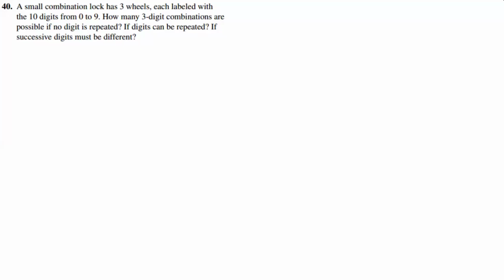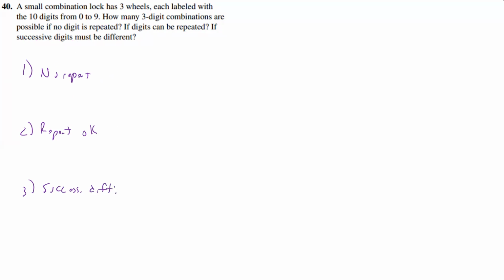Now how many 3-digit combinations are possible if 1, no digit is repeated, so no repeat. Then the next one's if digits can be repeated, so repeat is okay. And 3, if successive digits must be different. So successive different. Okay. So those are the possibilities.